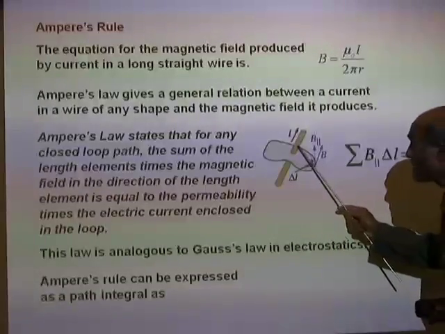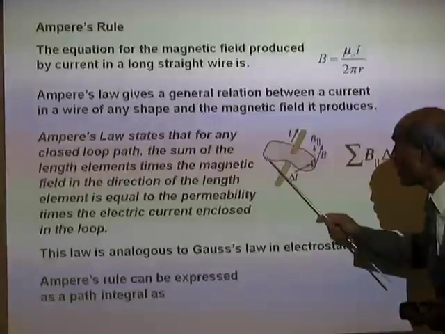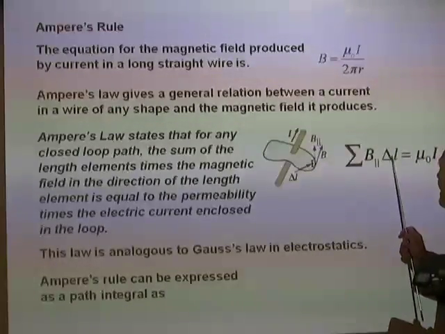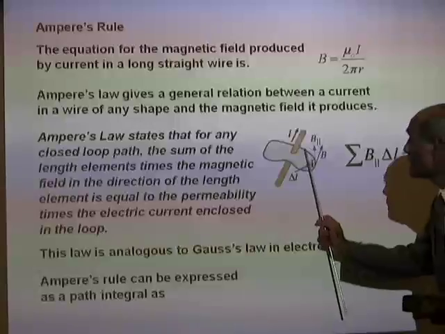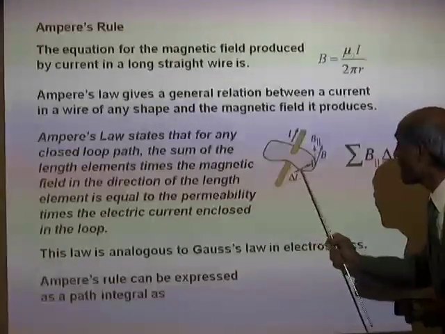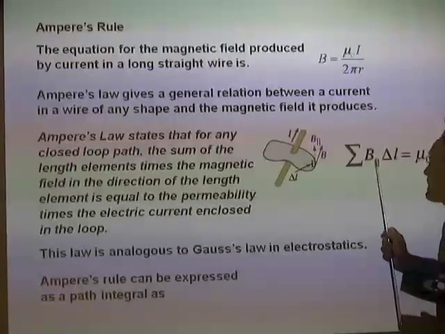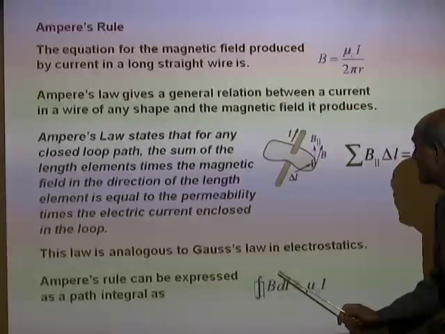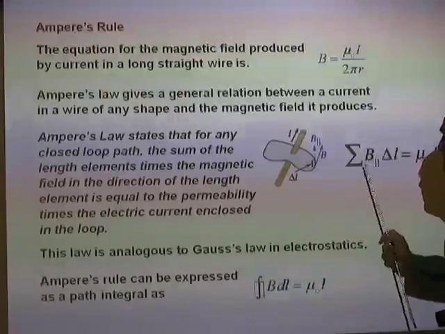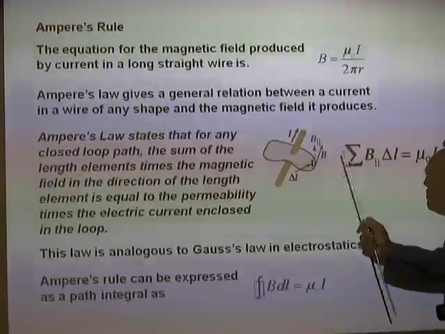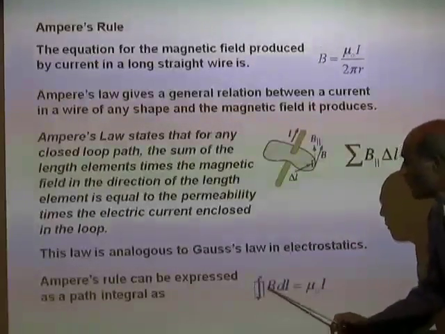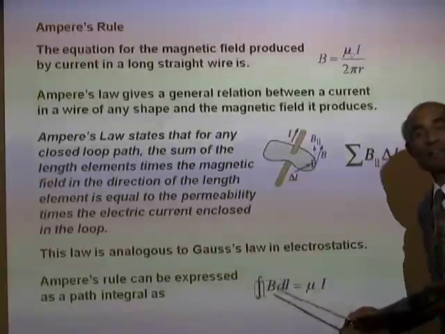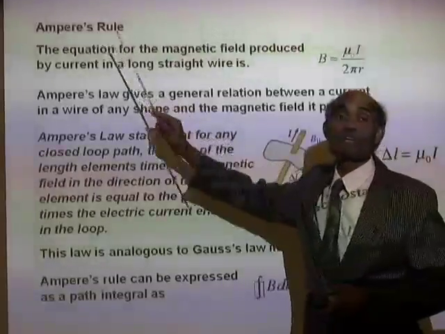What's the meaning of a path integral? Integrate along the path. Now summation B parallel times delta L is actually integrate along the path of B parallel dl. So that will be integrate B dl, same as this. The summation is replaced by integral over the path of B dl equal to mu 0 I, and that is the statement of Ampere's rule.